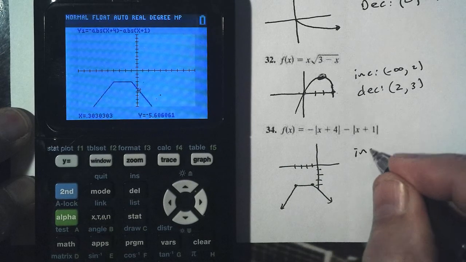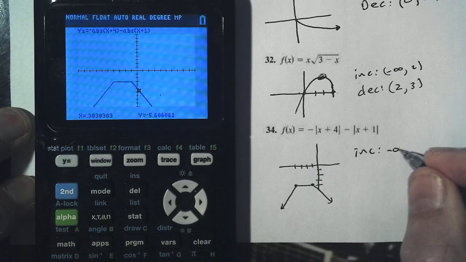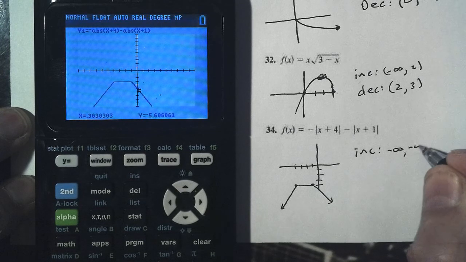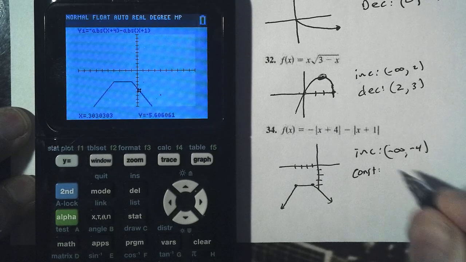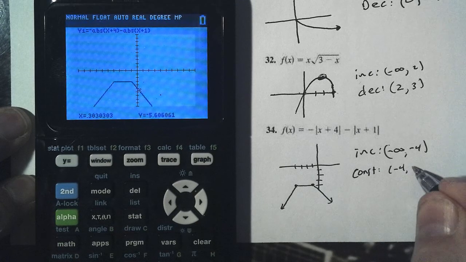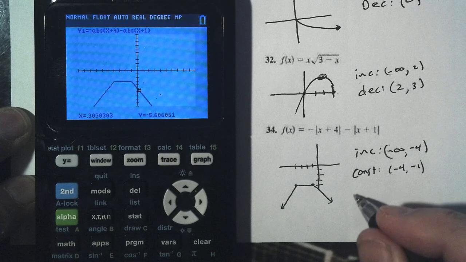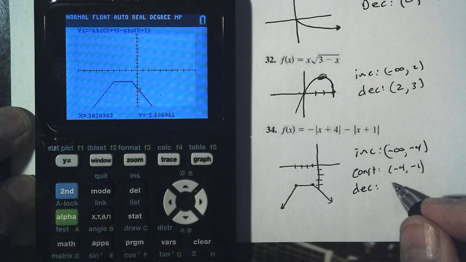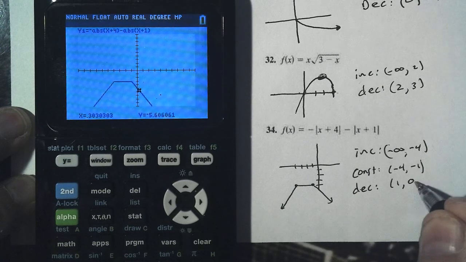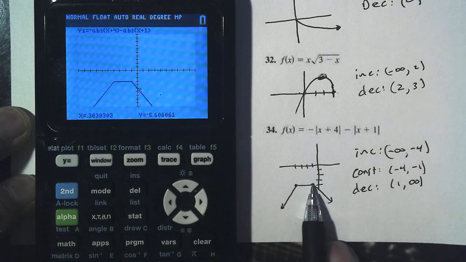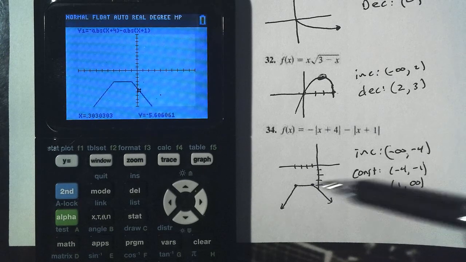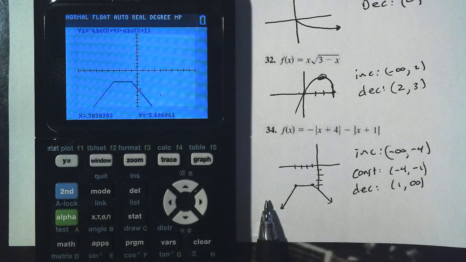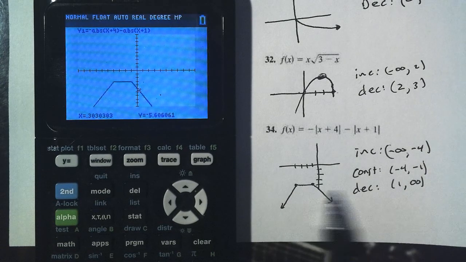So we are increasing from -infinity until we get to -4. We are constant from -4 to -1, and we are decreasing from -1, not down to -infinity, but -1 over to infinity. Notice 3 isn't in here. 3 is a y value of interest to us, or -3. It's all x values: -infinity to -4, -4 to -1, -1 to infinity.